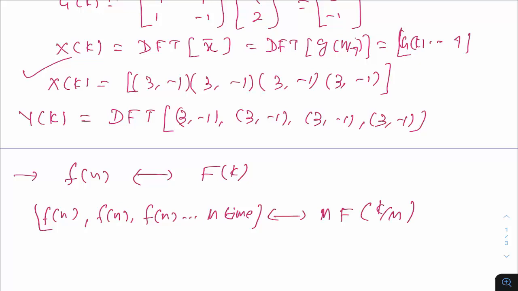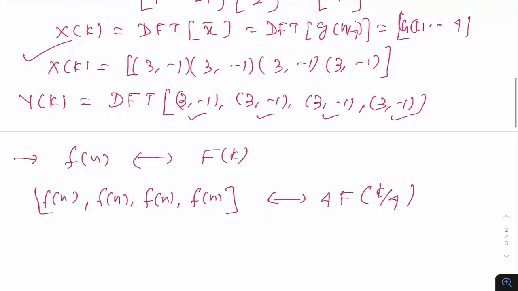Why do you need this property? Because I have to find the DFT of a sequence which is a repeated combination of 3, minus 1, 3, minus 1, 3, minus 1. In this case I have 4 times. So if I select the value of m to be 4, so fn repeated 4 times, then its corresponding DFT will be 4 into f of k by 4.